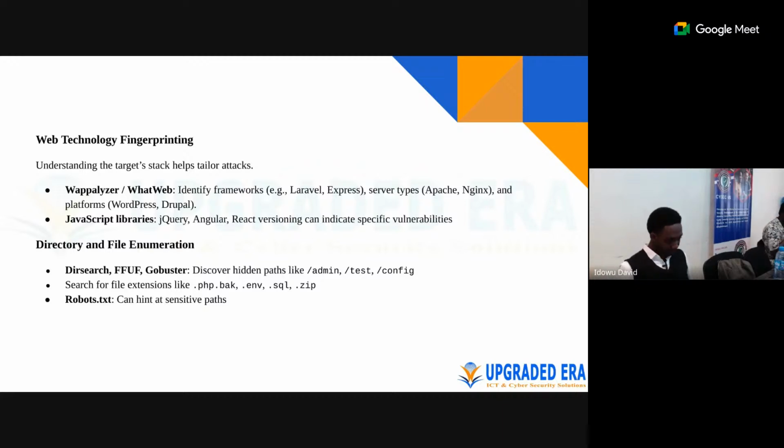It also helps you to search for file extensions like .php, .bak, .env, .sql, .zip. Files like this can be lying somewhere on the application. It helps you enumerate such that you can find sensitive files like this. File enumeration also helps you find a robots.txt file, which most times hints to sensitive parts, or sometimes sensitive information itself.